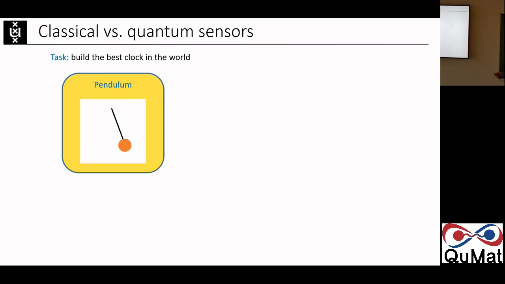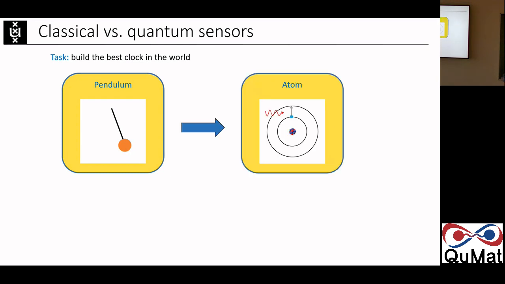Luckily, we do live in a quantum world, and the quantized energy levels of atoms provide us with an ideal frequency reference, namely the frequency of the electromagnetic radiation that you need to drive transitions between the levels in the atom. And an atom is made by nature. It's just made by the laws of nature. So all atoms of a specific isotope are identical, as far as we know.